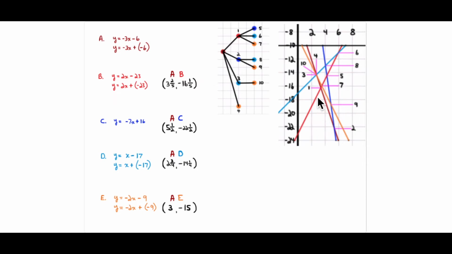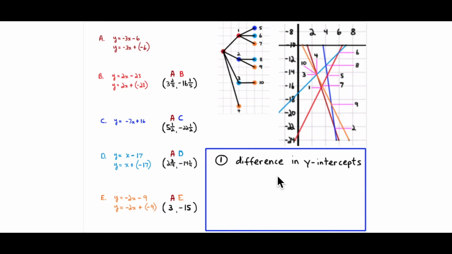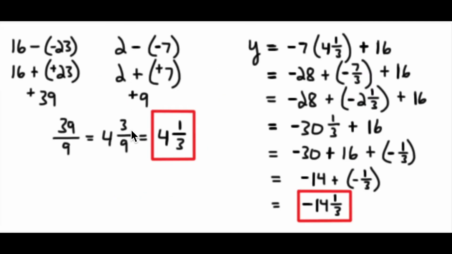Here are all the intersections. Here's the tree diagram that I used to check that I was getting all the intersections, that I was labeling them all. So what I'm doing is finding the difference in the y-intercepts, and I'm going to use one that's a little bit harder. I'm going to find the solution between B and C. So that difference in the y-intercepts, 16 minus a -23, and the difference in the slopes is 2 minus a -7.